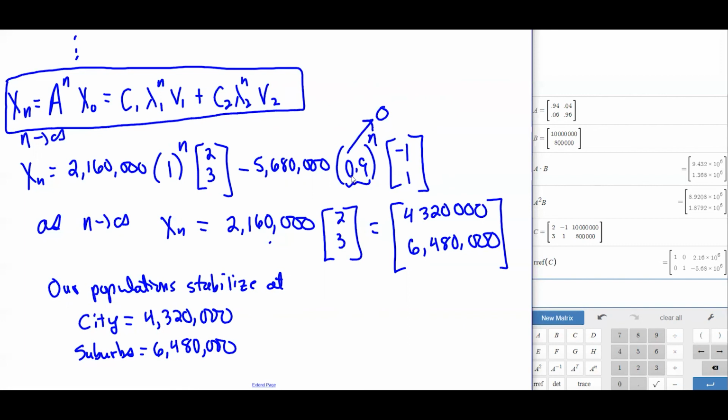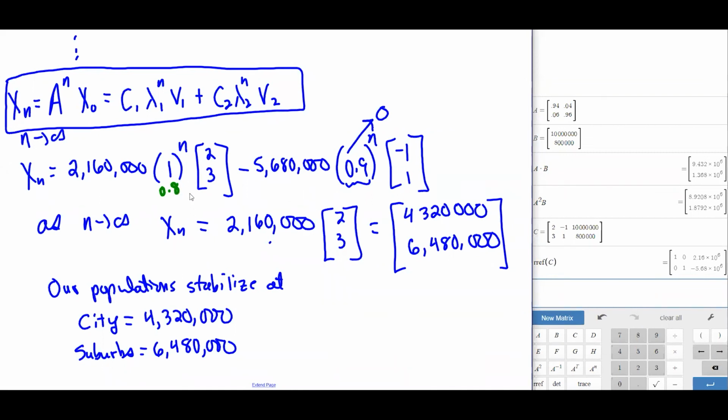Now let's say that instead of 1, what if this was 1.2? Well, then if we raise it to the nth power and we let n go to infinity, this is going to blow up to infinity. And that would mean our populations would just blow up. There would be no stabilization. If this was 0.8 instead of 1, like the 0.9, this would go to 0 and our populations would go to 0. Eventually, there would be no one in the city or suburb. So I don't think either one of those makes sense.